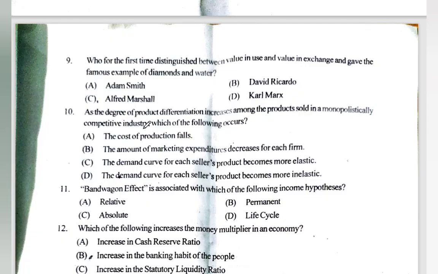Question number 9. Who for the first time distinguished between value in use and value in exchange and gave the famous example of diamond and water? Option A, Adam Smith. Option B, David Ricardo. Option C, Alfred Marshall. Option D, Karl Marx.